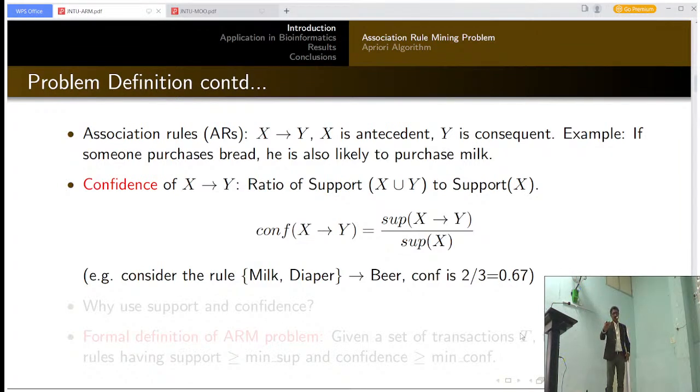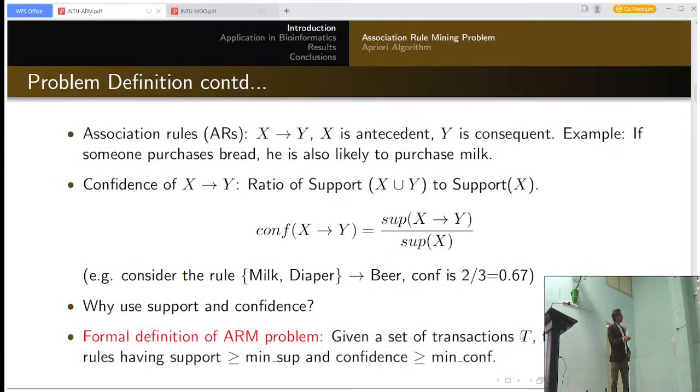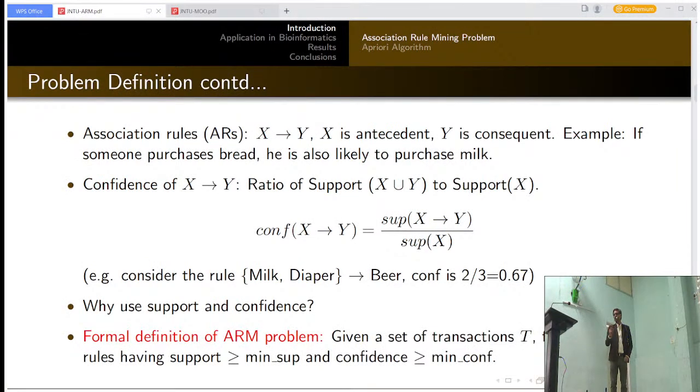Just like we have used a minimum support as a support threshold, we can also use a minimum confidence as the confidence threshold. So the formal definition of the association rule mining problem is that, given a set of transactions T, find all the rules having support greater than or equal to minimum support and confidence greater than or equal to minimum confidence.